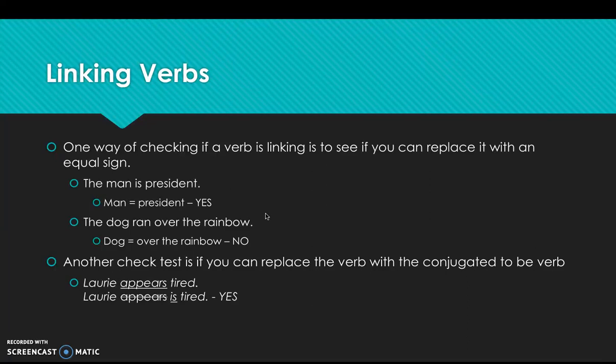Another check test is if you can replace the verb with the conjugated to be verb. So Lori appears tired, Lori is tired. And I say the conjugated to be verb because if this was they appear tired, I would have to say they are tired. So that's what I mean when I say conjugated. You can't just put is everywhere because it would sound awkward if I said, they is tired. That is not correct grammar, but it does indicate that it's a linking verb.